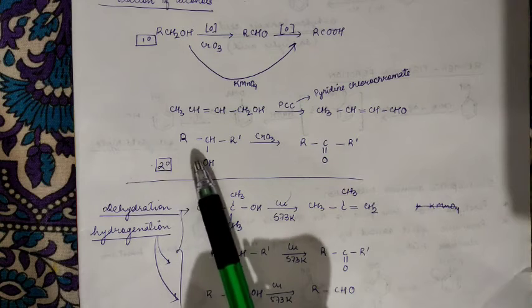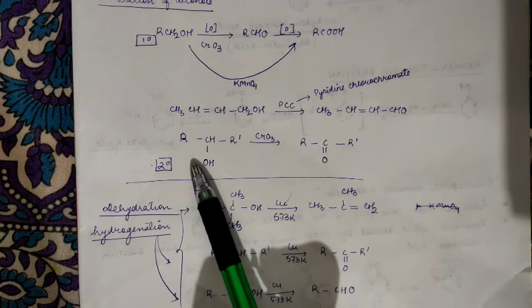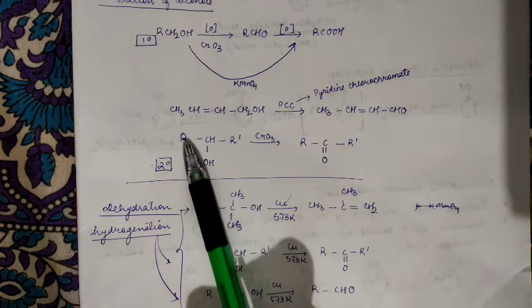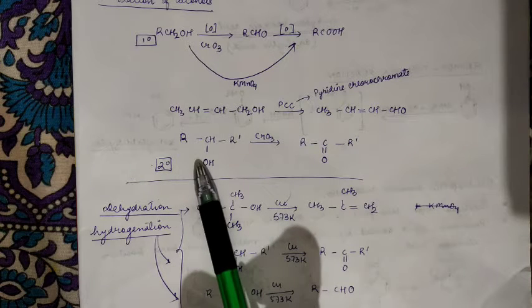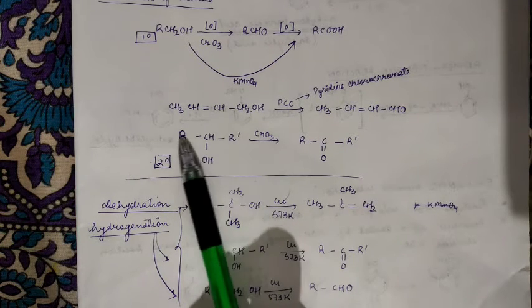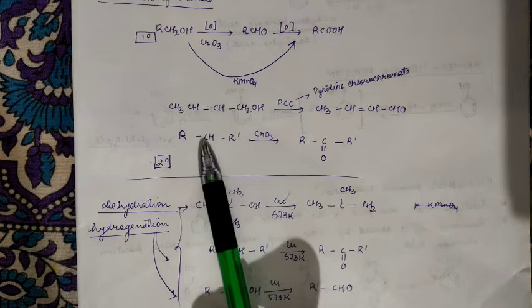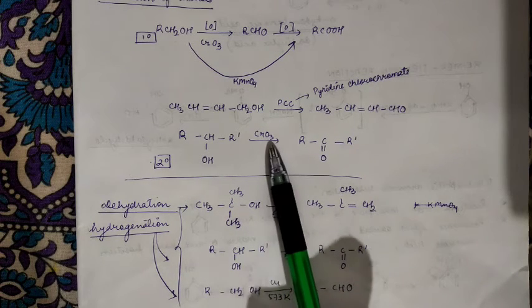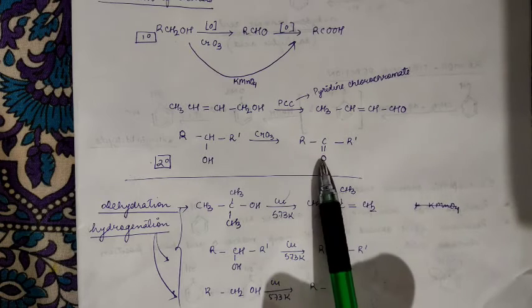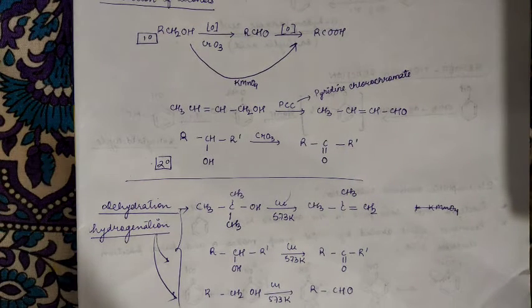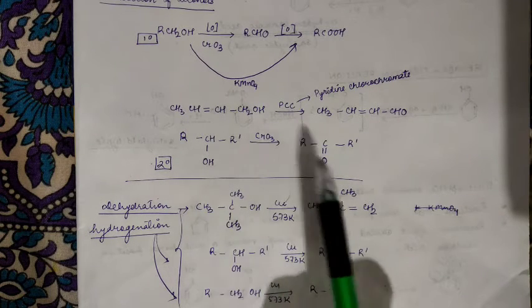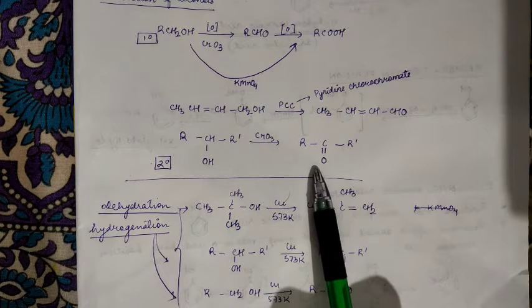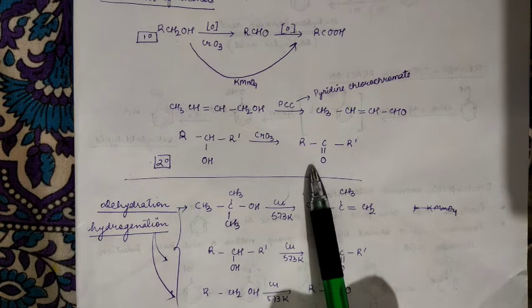Next, the secondary alcohols. What happens, this is the secondary alcohol, right? Because two alkyl groups are attached to the carbon which is directly attached to the functional group, and in presence of chromium trioxide you will get ketone. So here you can see that 1 degree or primary alcohols yield aldehydes, whereas secondary alcohols yield the ketone, and 3 degree or tertiary alcohols do not undergo oxidation.